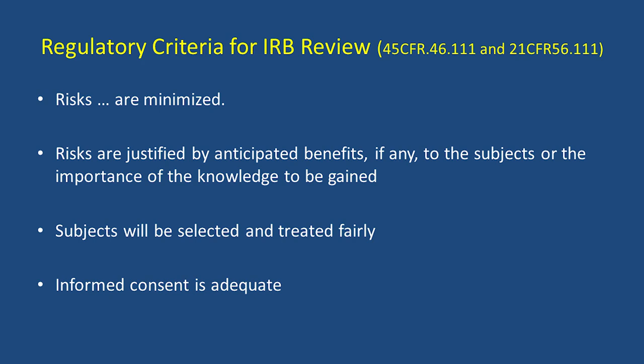In the United States, this is done by IRBs, and the criteria in both the Common Rule and the FDA regulations are the same. Basically, they require that risks are minimized to the extent possible, given the scientific design, that they're justified by anticipated benefits, if any, to the subjects, or the importance of the knowledge to be gained. In other words, again, the social value of the study. Also, that subjects will be selected and treated fairly, and that informed consent is adequate. You'll see that all of these I've already covered in some of the principles that I've been talking about, except for the last one, which I'll get to in a minute.